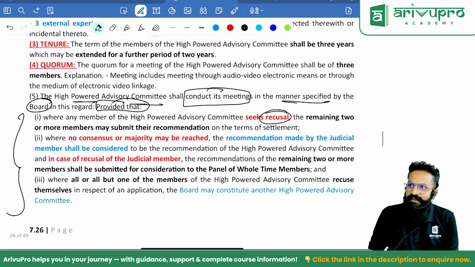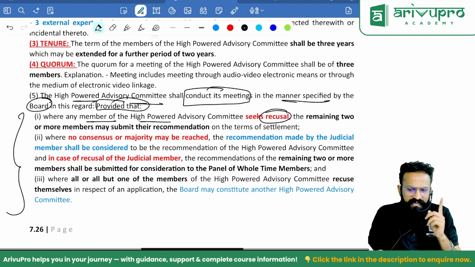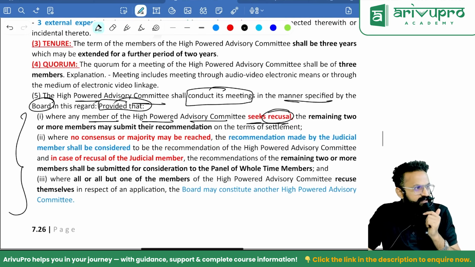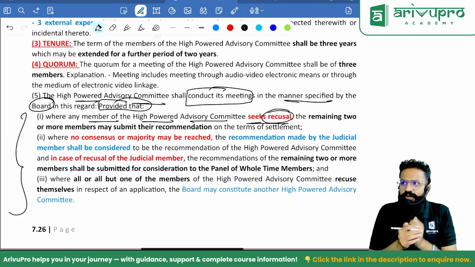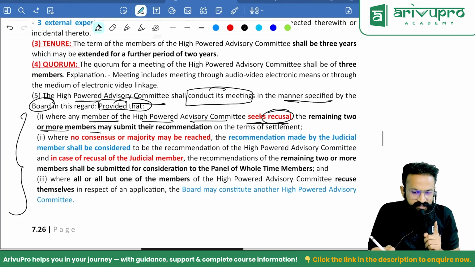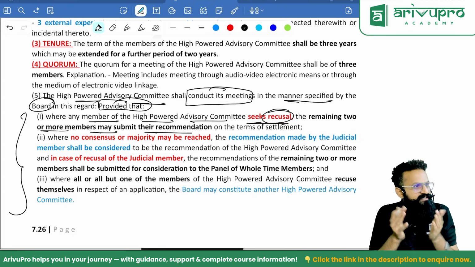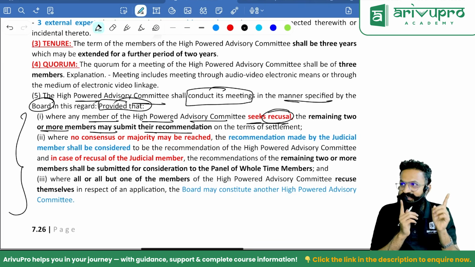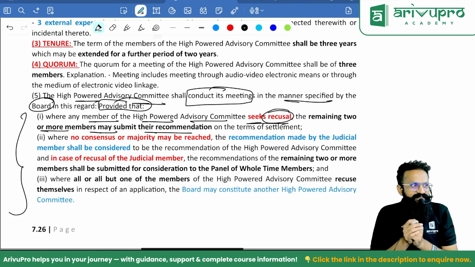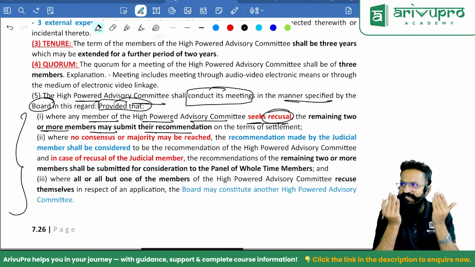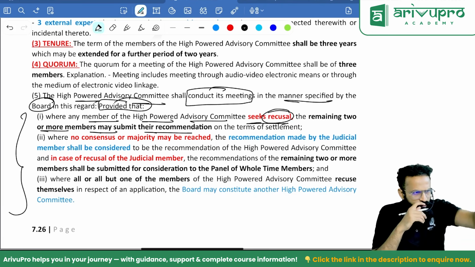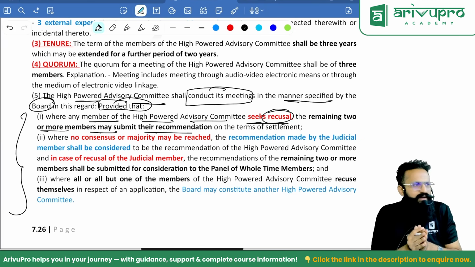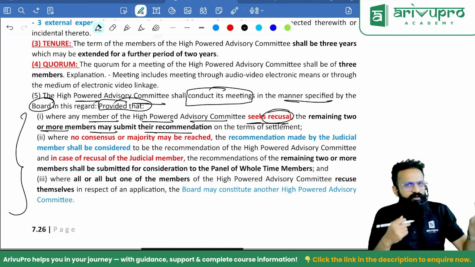Understood? So, where any member of the high-powered advisory committee seeks recusal, then in such case, what do we do? The remaining 2 or more members may submit their recommendation for the settlement. The committee's quorum should be 3. But if one person has a conflict of interest, what do we do? You step down. 2 or more will give their approval. That is how the settlement will go.